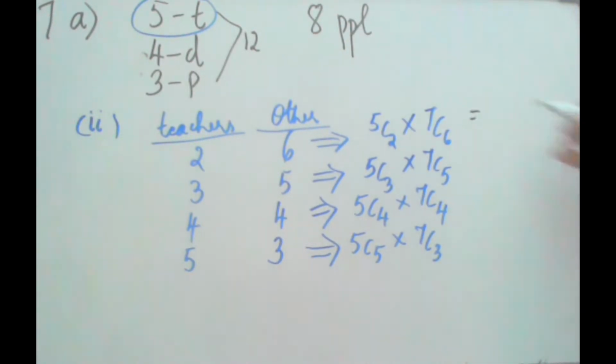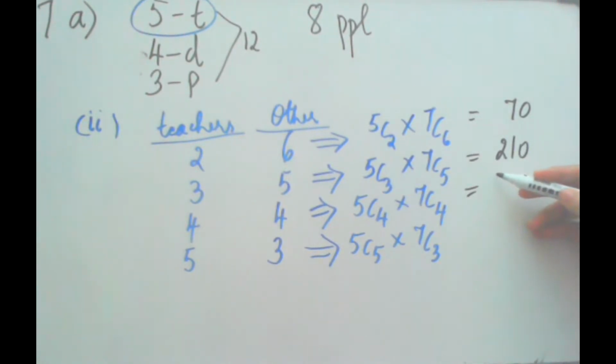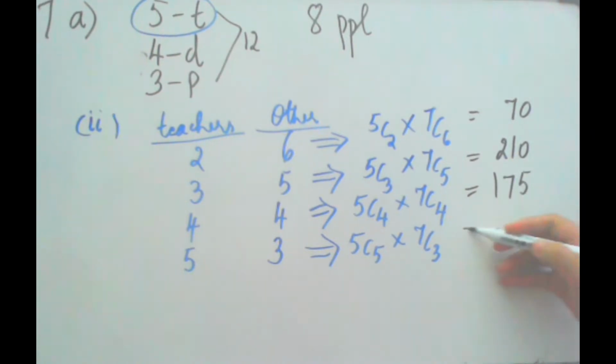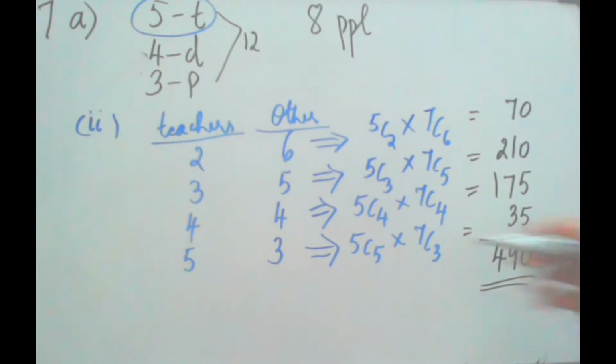Now calculating this one, it gives us 70. 5C3 into 7C5 gives us 210. 5C4, 7C4 gives us 175, and the last one 5C5 into 7C3 gives us 35. So if you calculate the total, it comes to 490. So that is the answer for 7AII.